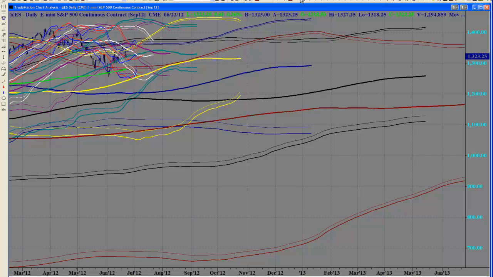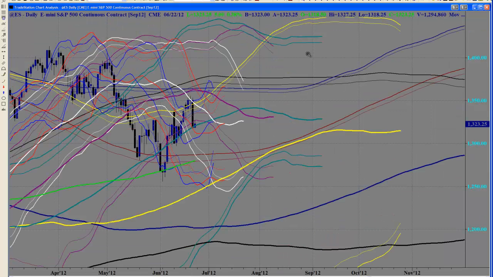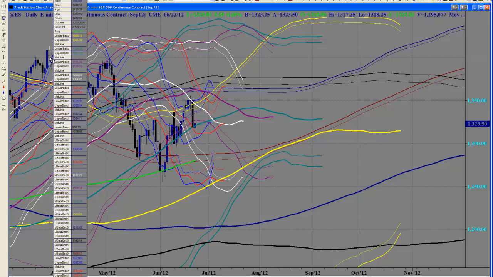So I'm going to zoom in here on this daily chart of the S&P 500 September futures contract and show you what I see. I'm first going to discuss what I see in the context of what other traders see, and then make sense out of that information based on what this perception map is telling me.